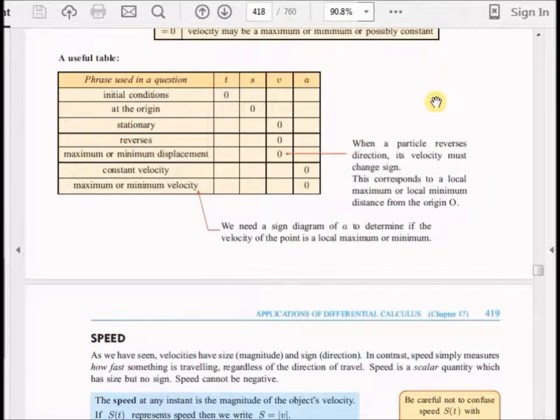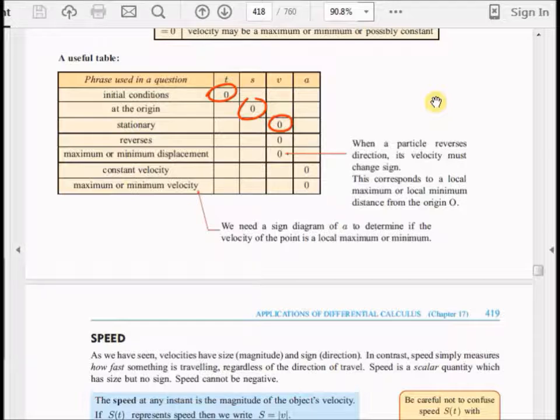Here's also a useful table. Phrase used in a question. If we're talking about initial conditions, we're talking that time is 0. If we're talking about at the origin, then we're talking about displacement is 0, S is 0. If we're talking about stationary, then the velocity is 0, so it's not moving at that instantaneous point in time.